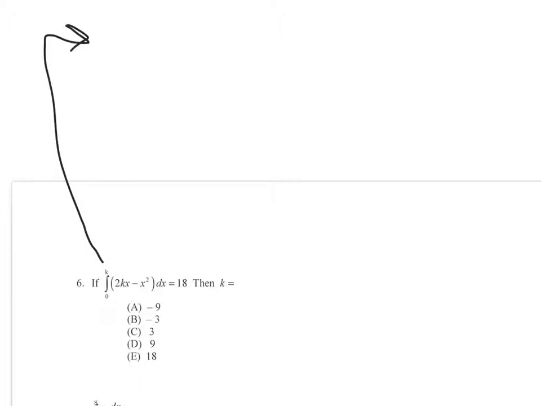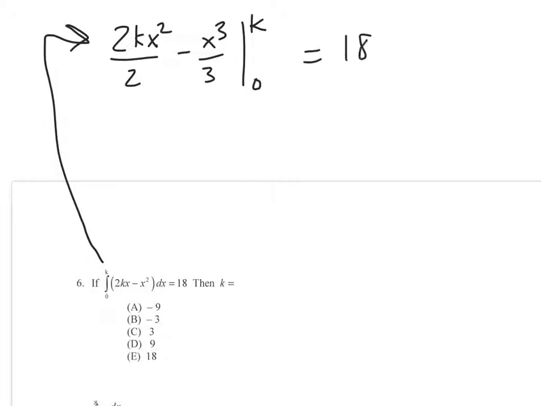We have the integral of 2kx, and so the power is going to go up 1 over the same number, from 0 to k. And we know that equals 18, is what they tell us in the original problem. So we have something like kx squared minus x cubed over 3 from 0 to k.